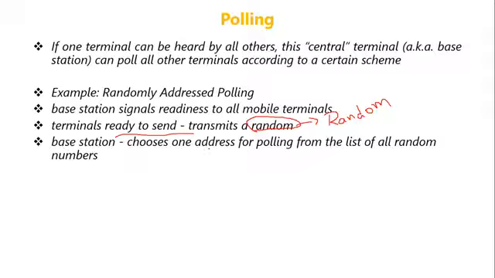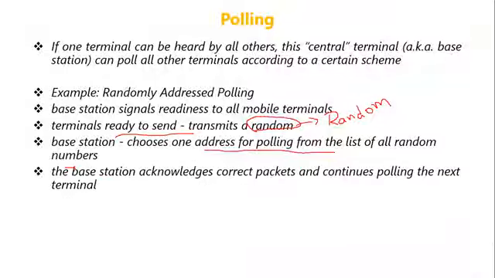So the mobile station chooses one of the addresses from the list of random numbers for communicating. Like that, it will choose one by one and then communicate. Then it will communicate with that particular station, and the data will be transmitted between the mobile station and the base station. The base station also acknowledges the correct reception of the packet from that particular mobile station, and then it will continue to poll the next terminal.